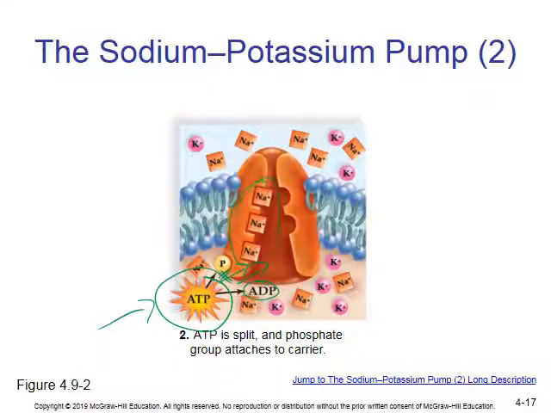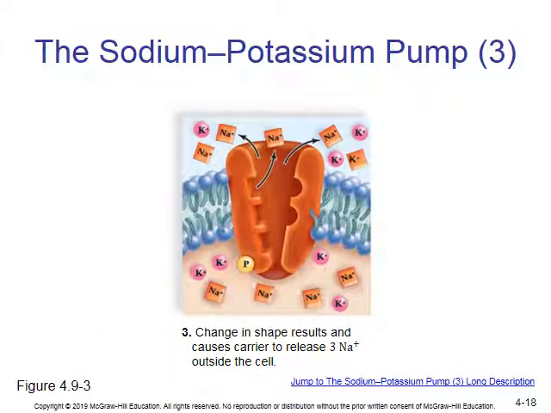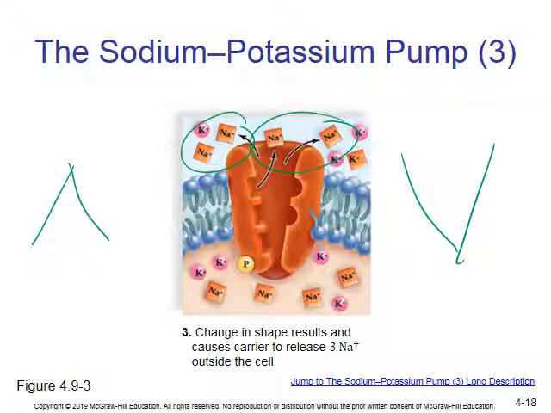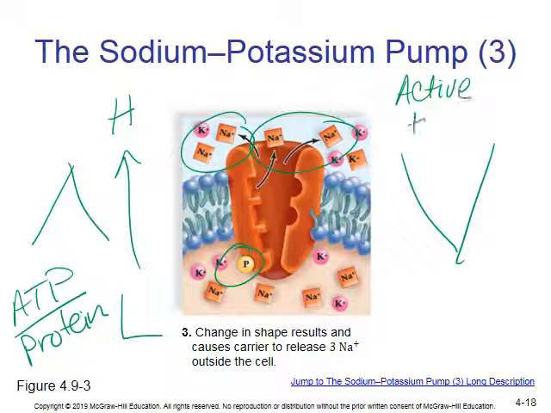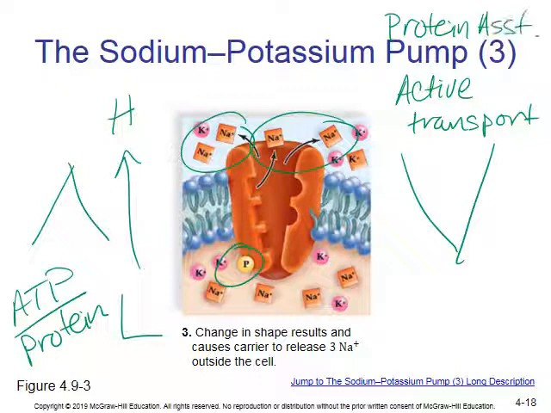So you're going to see the sodiums are bound here. And now we see that the protein has changed shape. Remember, it was this way. Now it's opened up to the exterior and it's dumped the sodiums off. So we went from low to high. We used ATP and we used a protein. So this is active transport, or you can call it protein assisted active transport.